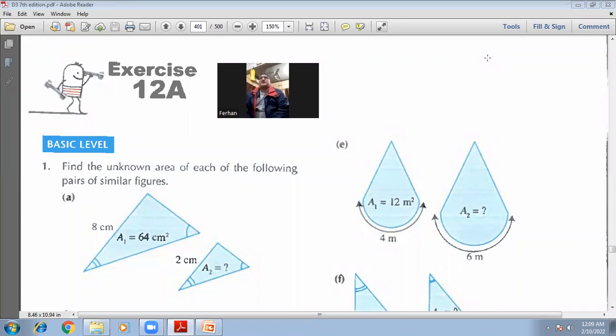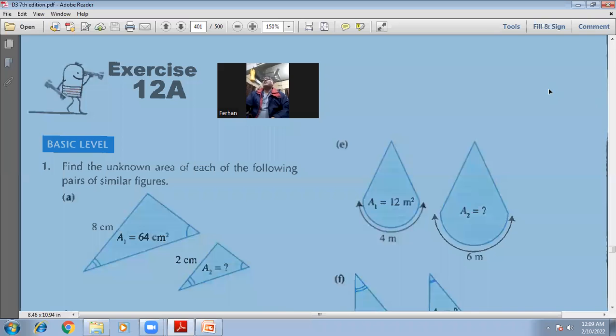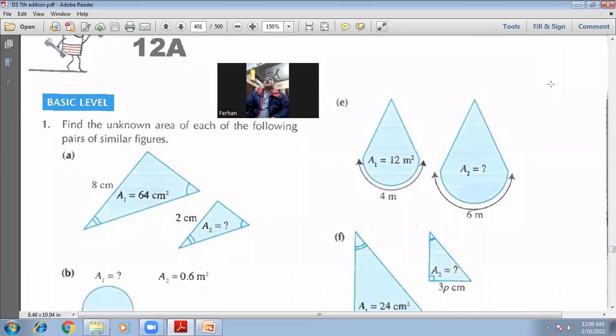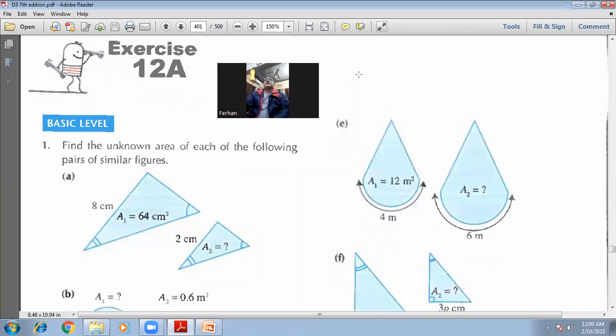So exercise 12A is showing up on your screen, and here we have: find the unknown areas of each of the following pairs of similar figures. So question number 1 is showing up on your screen. This is exercise 12A, question number 1, part A.